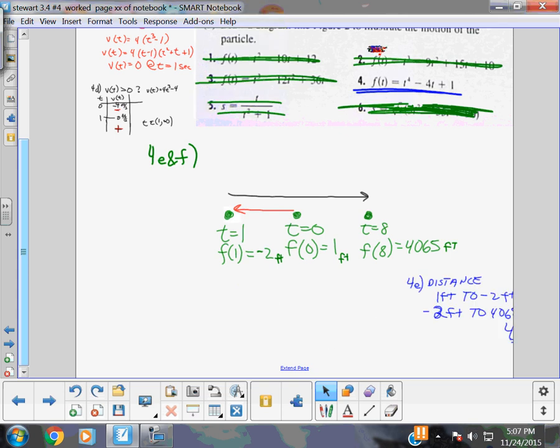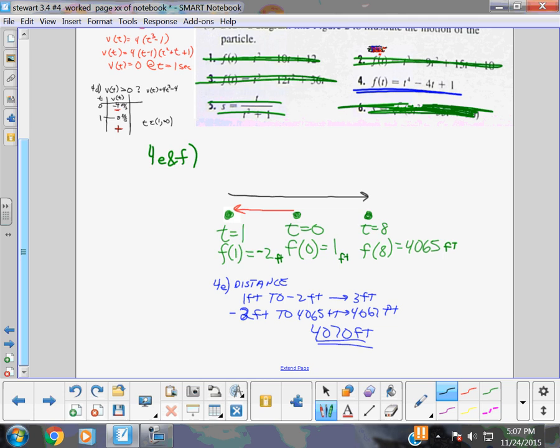So I come back to 4e, and I say, my first step of the battle was 1 foot to negative 2 feet, which is 3 feet distance. My next step was from negative 2 feet position to 4,065 feet, 4,067 feet. So if I add the distance here, the distance is 4,070 feet. Let's be clear, one of the common mistakes students make is they give me 4,064, which would be adding them all up. That is a change in position, all right? That is the change in position. That is not the distance.